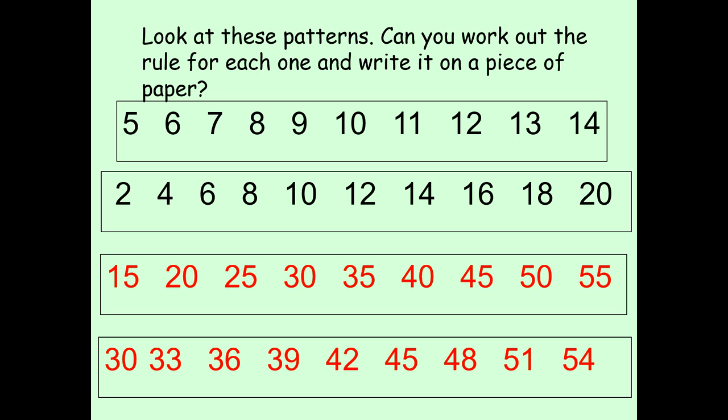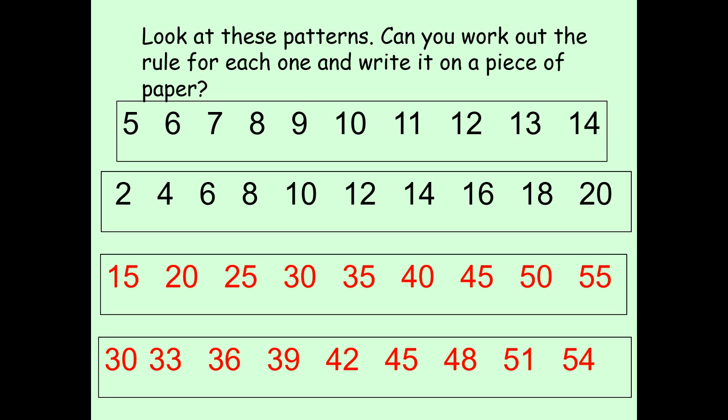We'll start working with some together. The first two number patterns I've put in black, and those are slightly easier ones. The second two are in red because those are slightly more tricky. What I would like you to do is work out the rule for each increasing number pattern and write it down onto a piece of paper for me. We'll do the first one together.